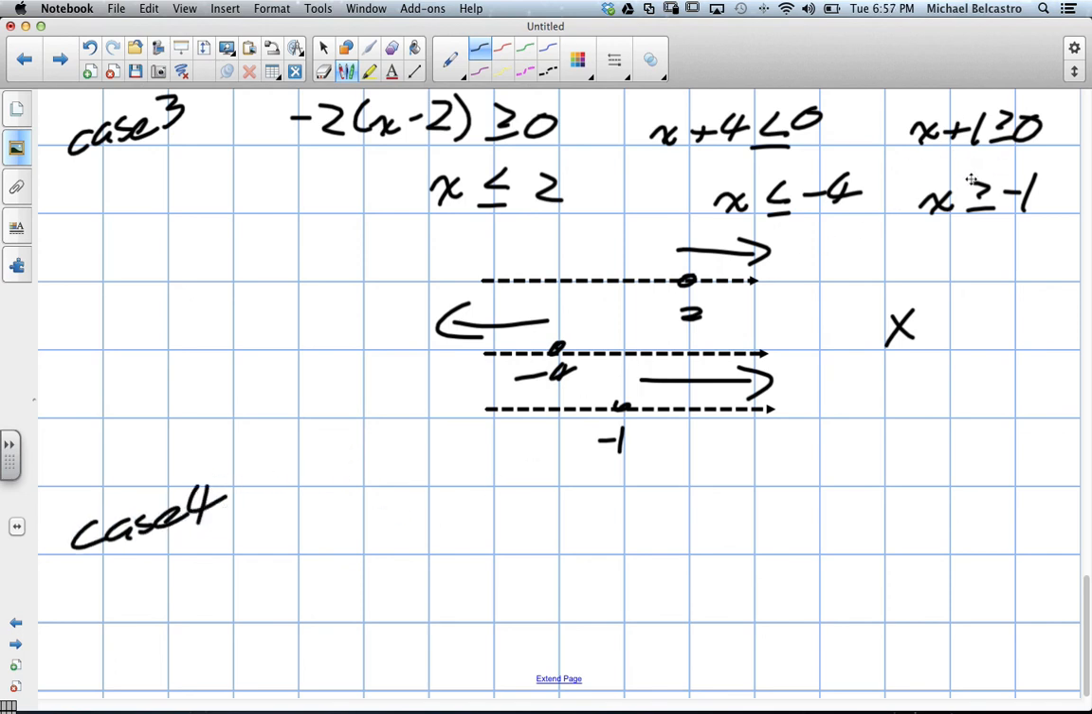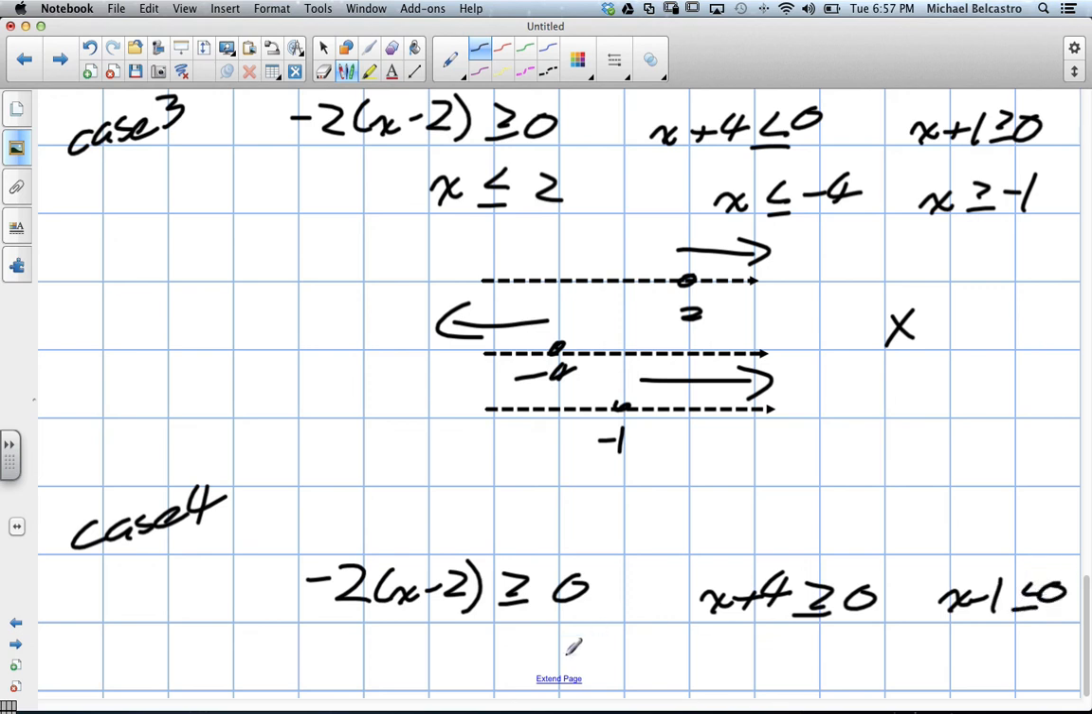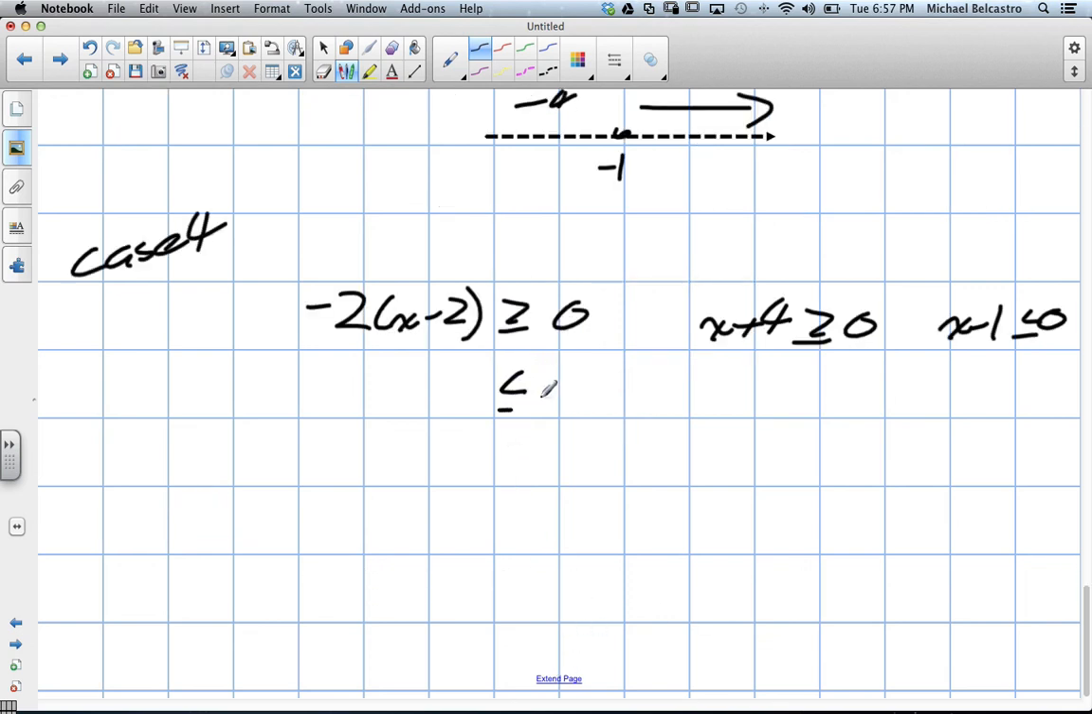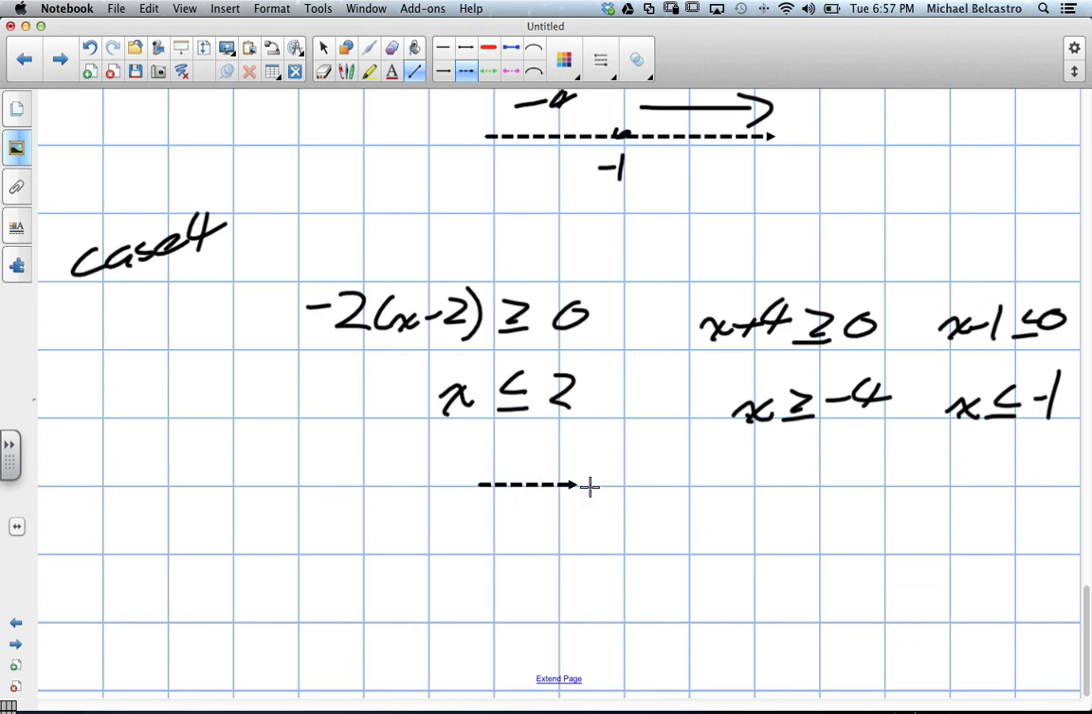That's when the last one is negative and the other two are positive. So negative 2, x minus 2 greater than 0, x plus 4 greater than 0. Both of these are positive. And when x plus 1 is less than 0. Inequality flips. X greater than or equal to negative 4, and x is less than or equal to negative 1. Last number line. Wonderful.